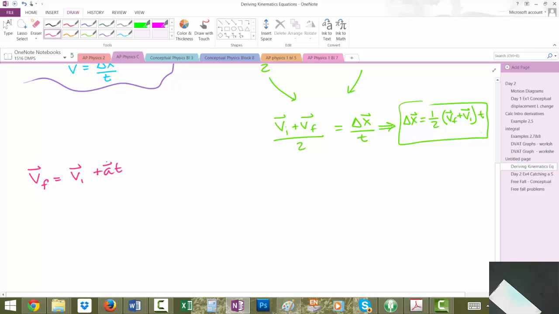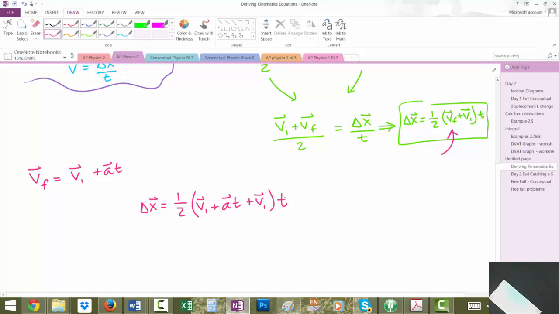Okay? And then I'm going to sub that into this equation here because, well, why not? So that's going to give me a delta X is equal to 1/2 of a huge mess. Are you ready for the huge mess? Here it comes. VI plus AT plus VI times T. Huge messes are often clean-upable.